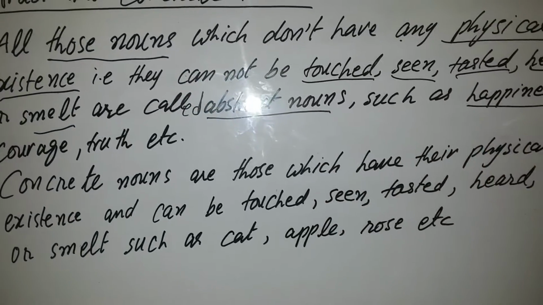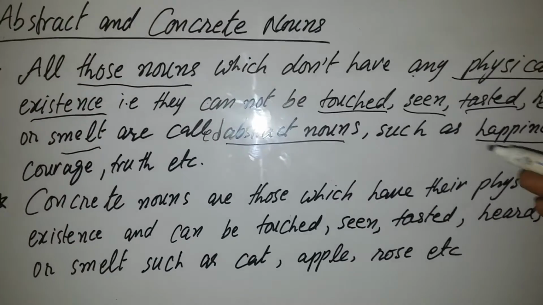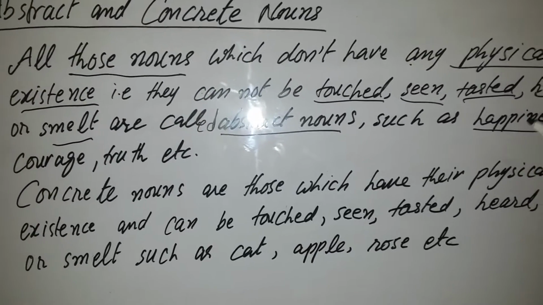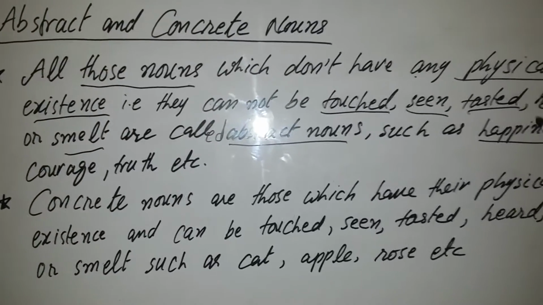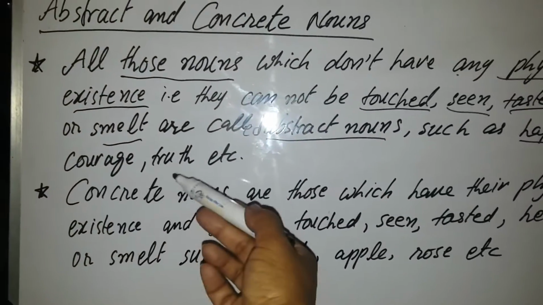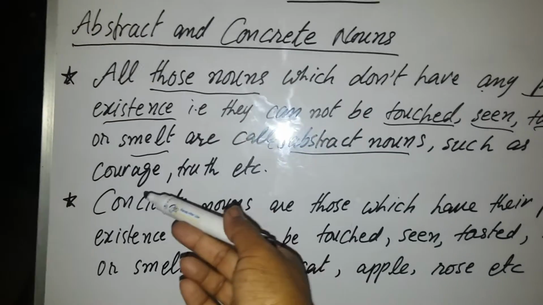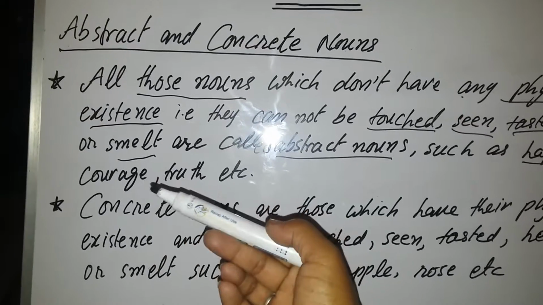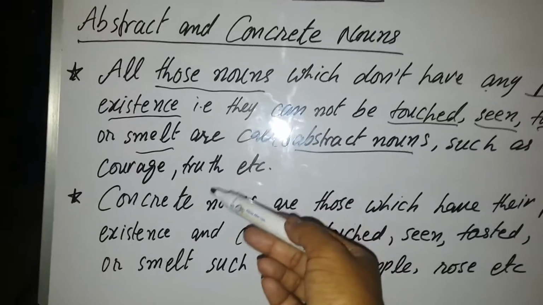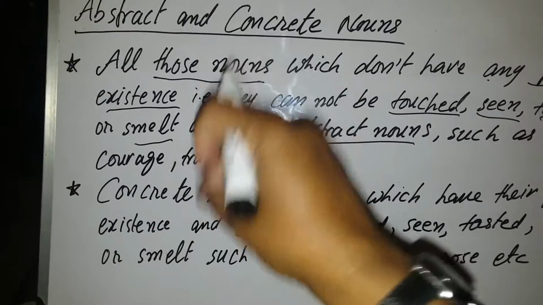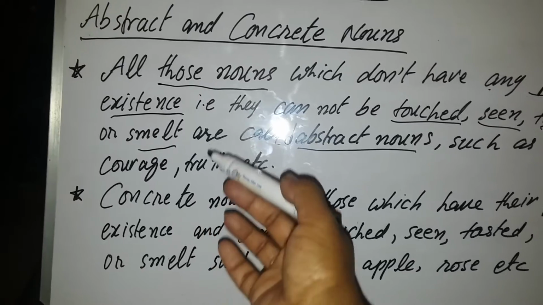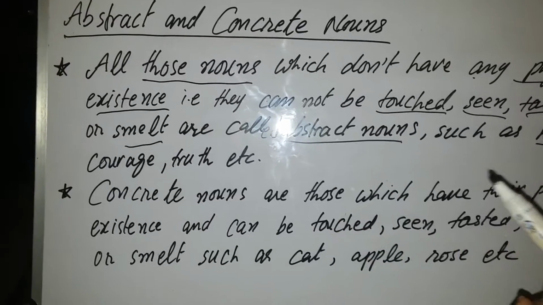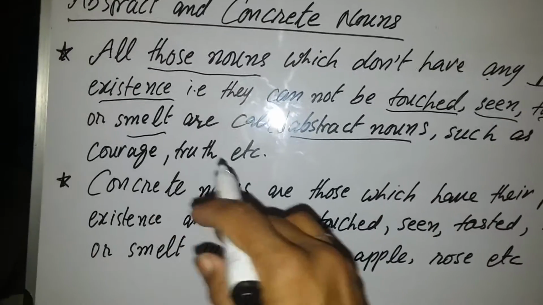Like happiness. Happiness is a noun, but we cannot see happiness, we cannot touch it, we cannot hear it, we cannot taste it, we cannot smell it. It has no physical existence, but it is a noun. Similarly, courage and truth are also abstract nouns, and we cannot see them, hear them, smell them, touch them, or taste them. Because they don't have any physical existence, they will be called abstract nouns. The nouns which cannot be seen, touched, heard, smelt or tasted will be called abstract nouns.